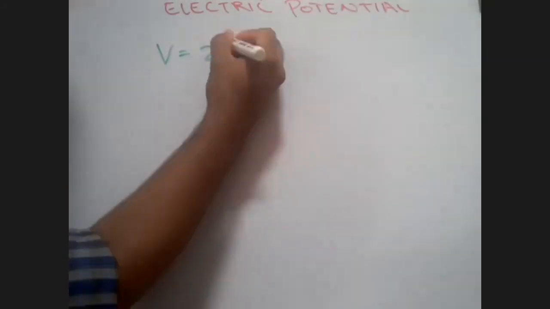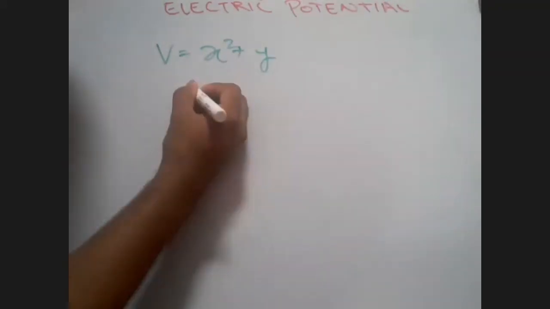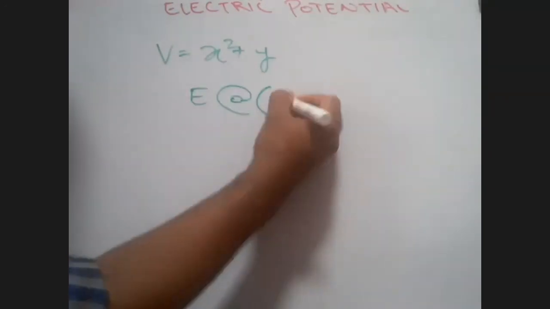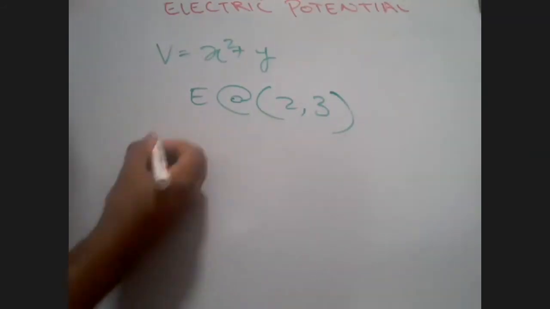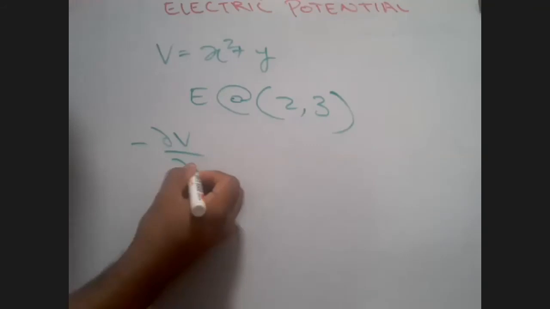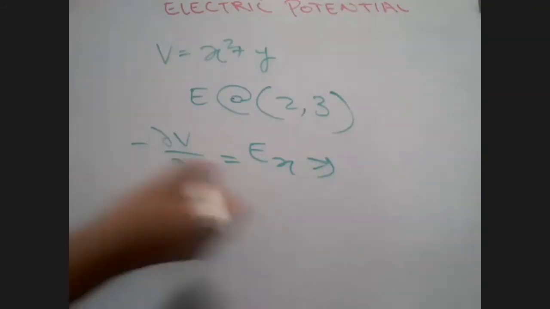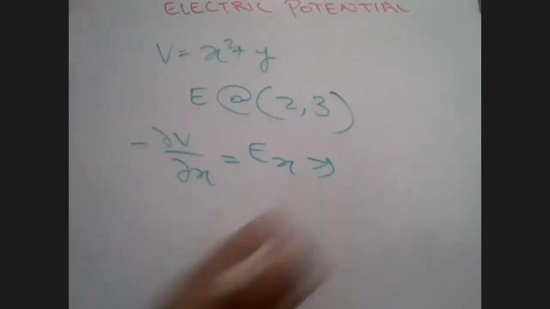Next question. V is equal to x square plus y. I'm telling you that the potential is given by V equals x square plus y. I want to know the electric field intensity at the coordinate 2, 3. Tell me first, what is the formula? That is minus del V by del x equals Ex. So differentiate x square plus y with respect to x. What are you going to get? 2x.